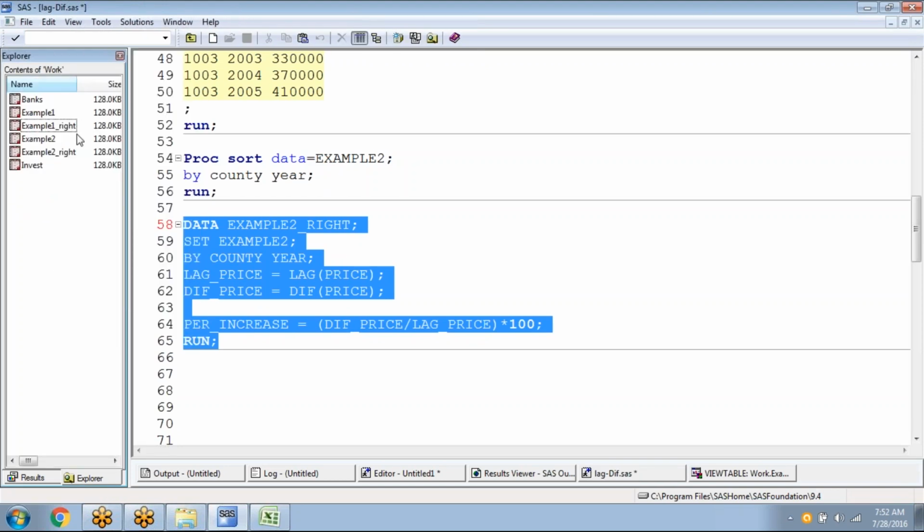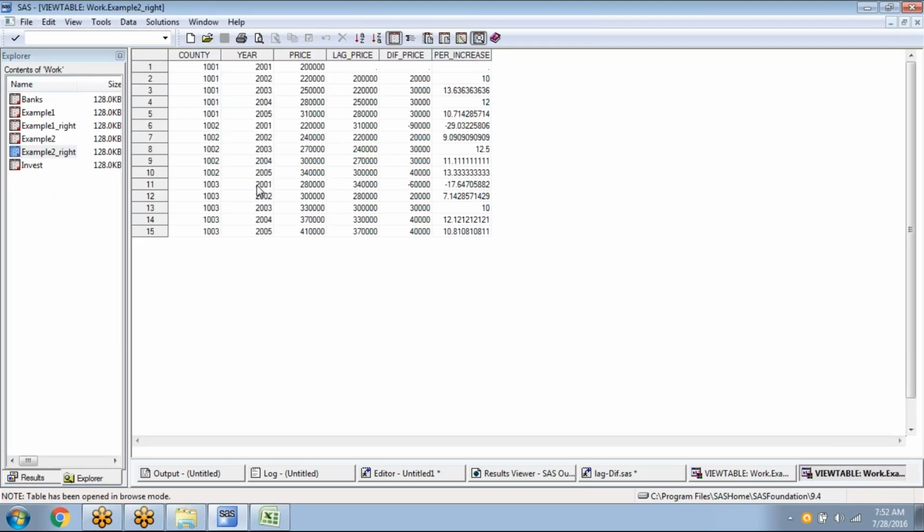Now observe the result carefully. Is it correct output? Is it correct output? No, right? If you look at the county number 1002, how can you get this difference?